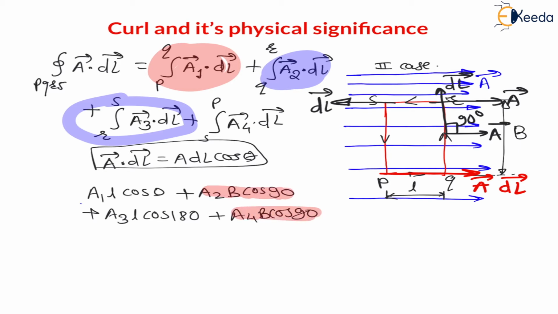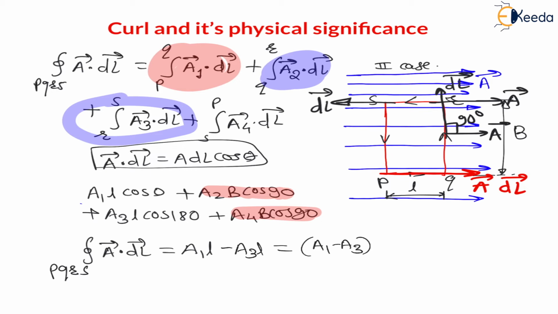Therefore the final result will be this line integral over a closed loop PQRS, vector A dot dl, will be equal to A1 L cos 0. Cos 0 is 1. Therefore it will become A1 L. A3 L cos 180. Cos 180 is minus 1. Therefore minus A3 L, which will be equal to A1 minus A3 into L.